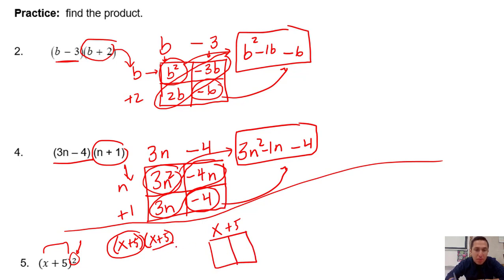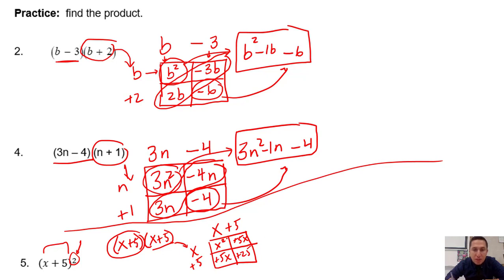Now I'm going to take this other guy and put him right here on the side. X and a plus 5 on top. Make a little alley for him. So to get into this first square, it's going to be x times x. That's an x squared. X times 5 is a positive 5x. X times 5 is just a positive 5x. 5 times 5 is a positive 25.